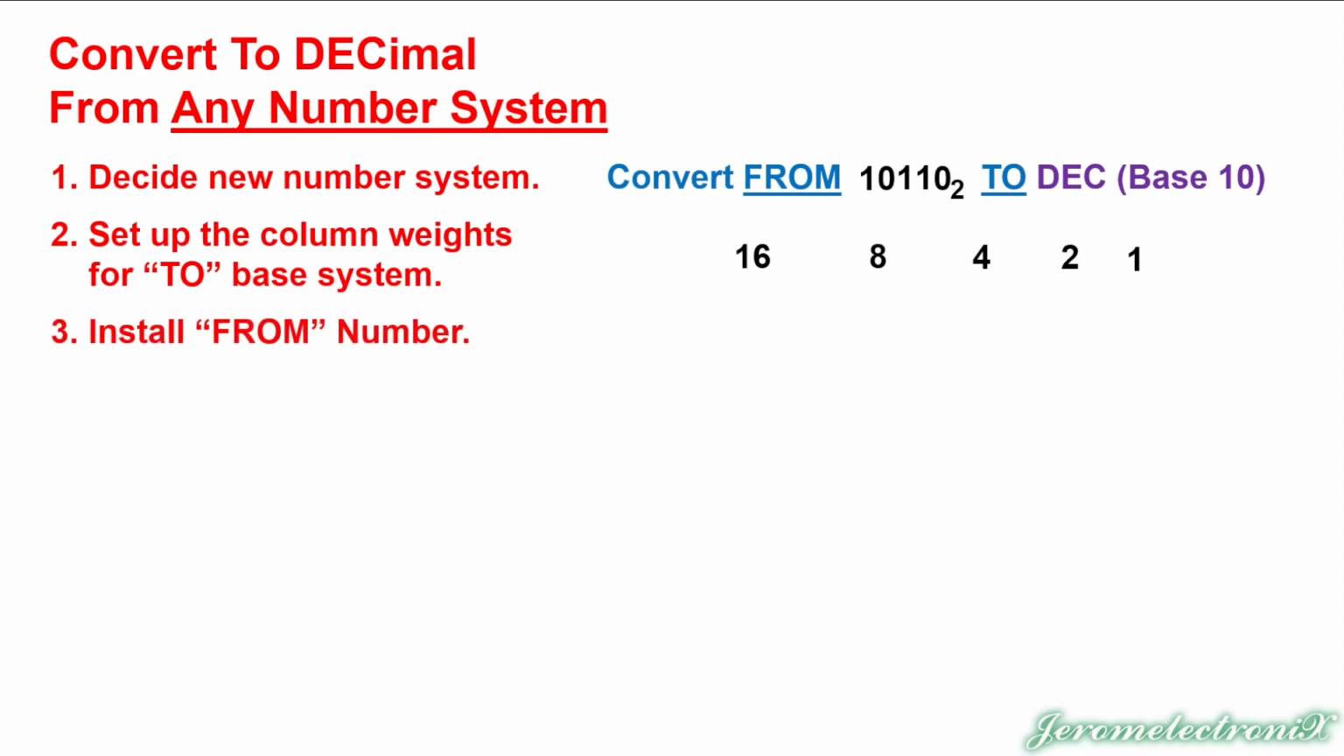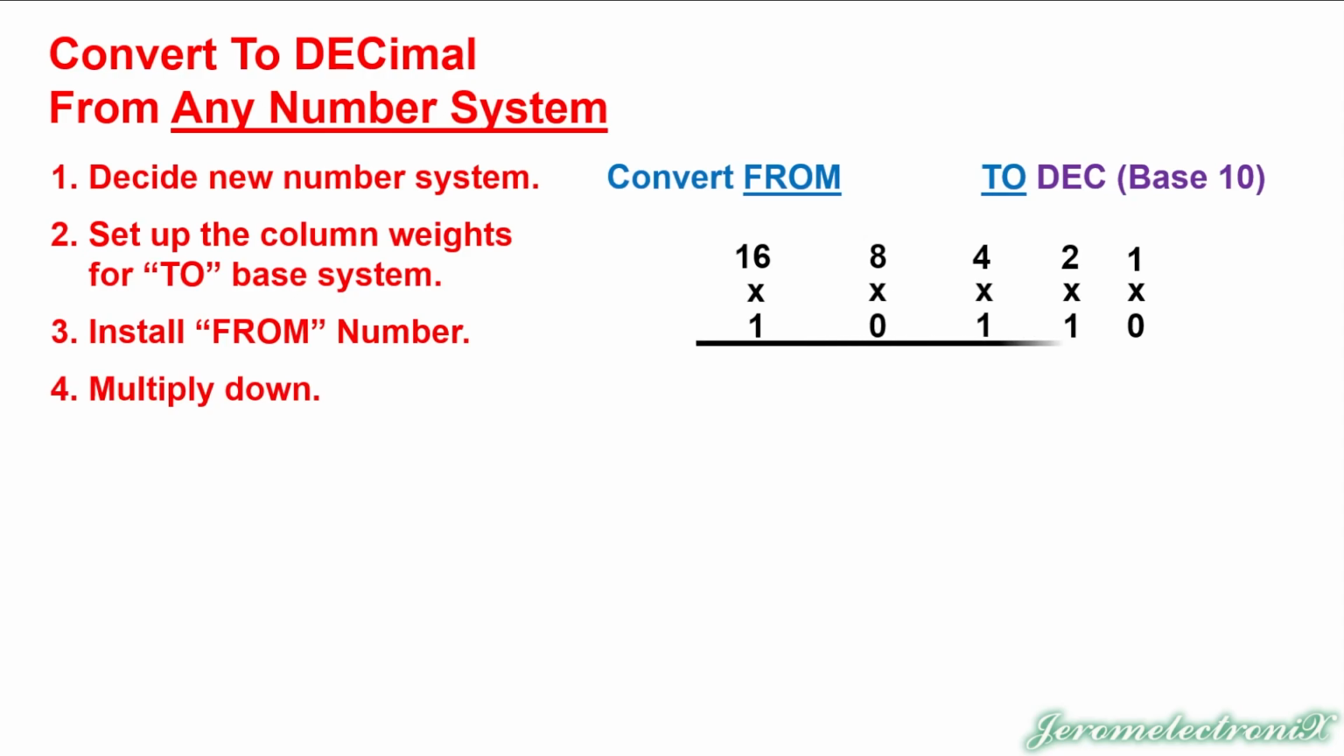Next, we need to install the from number in the columns. So all of the digits go into their respective columns. And then we multiply down. 16 times 1 is 16. 8 times 0 is 0. 4 times 1 is 4. And 2 times 1 is 2. And 1 times 0 is 0. Add across. That's the final step. 16 plus 4 is 20, plus 2 more. That's 22. So on your worksheet, that was actually the first answer.